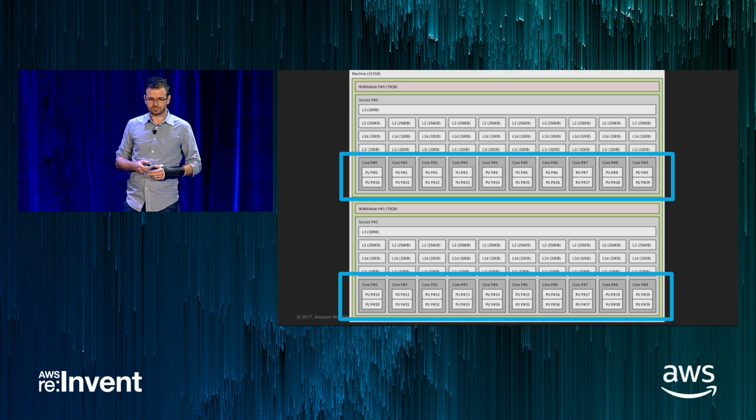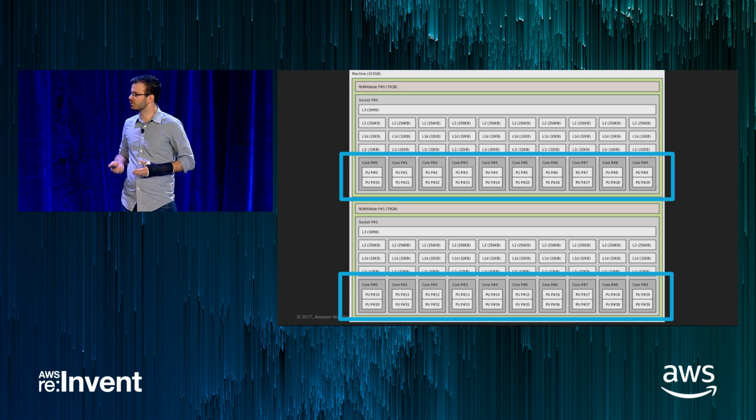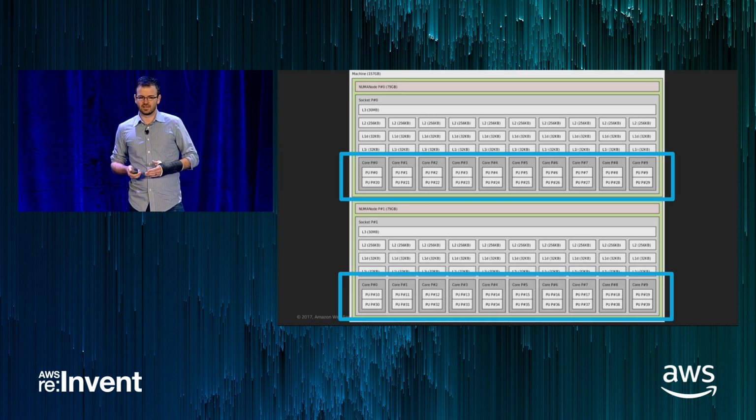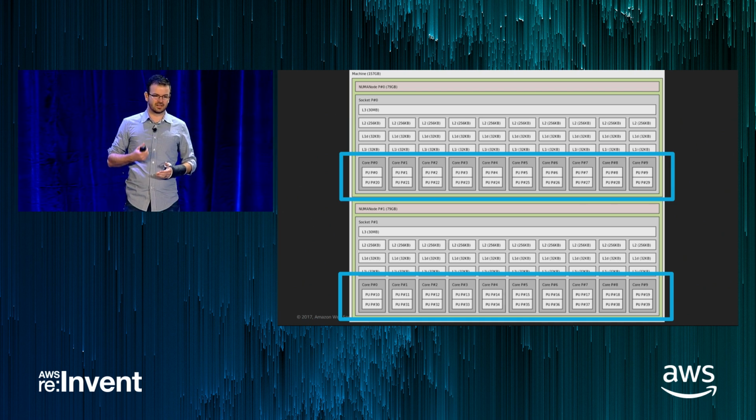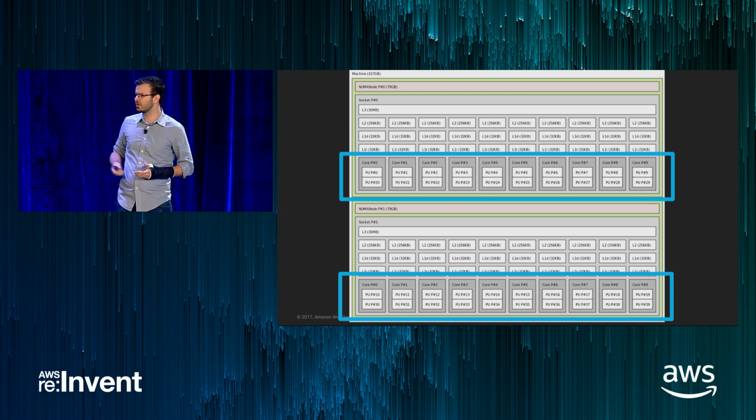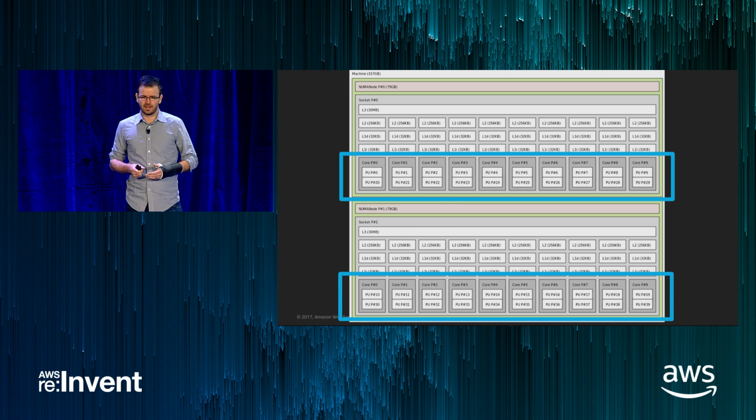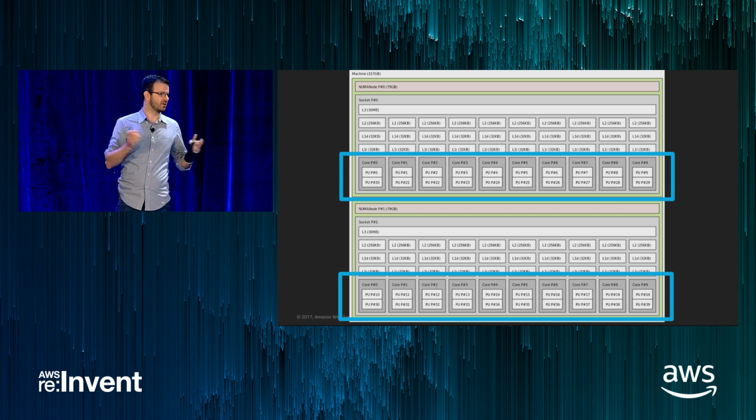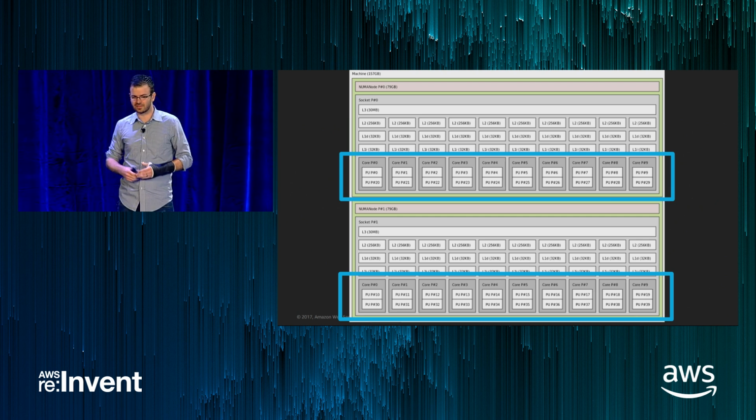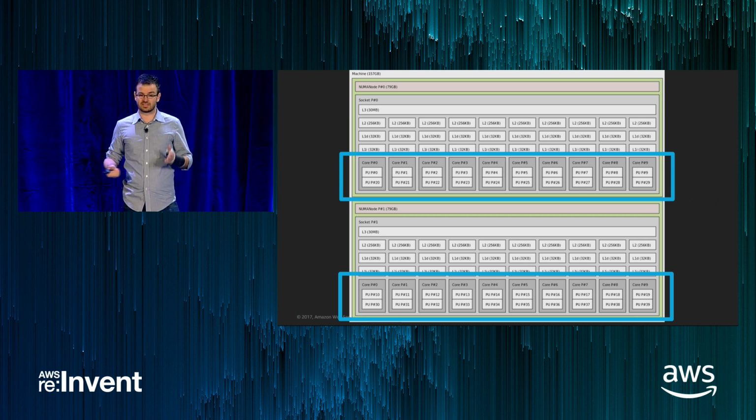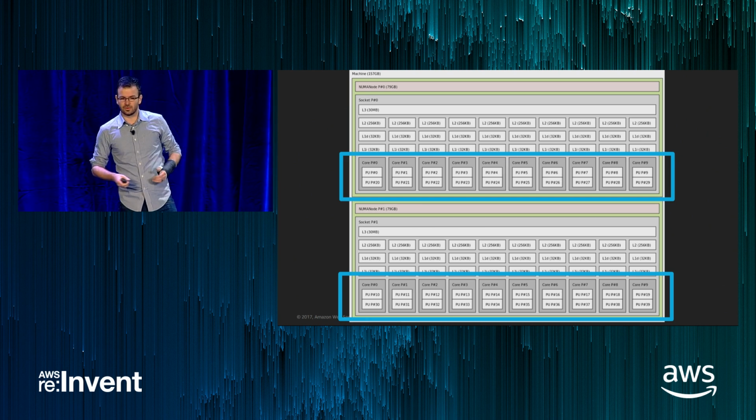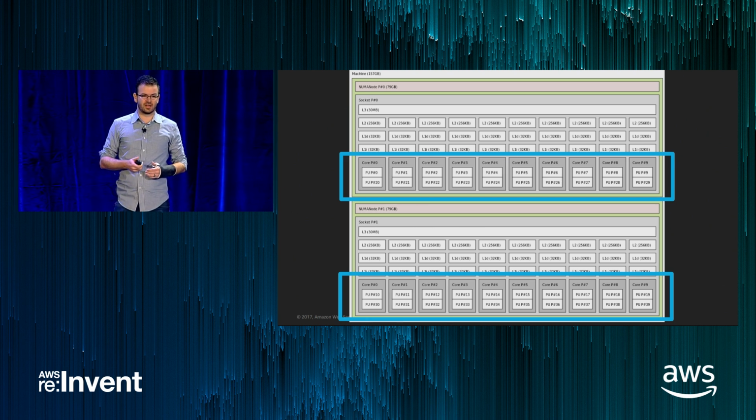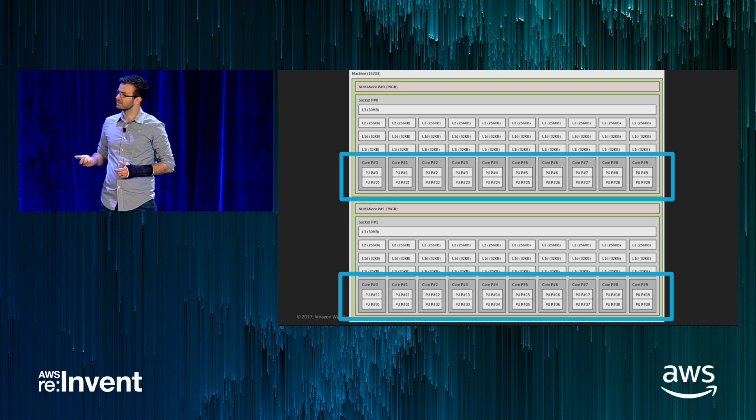So let's give you a visual representation of what this looks like. So here you can see the output of a tool that I like. It's called LSTopo, and it shows you the physical topology of the hardware that you're using. You can run this on bare metal, you can run this on AWS, and it'll give you a very similar output. So here you can see the output of a M4 10x large instance.